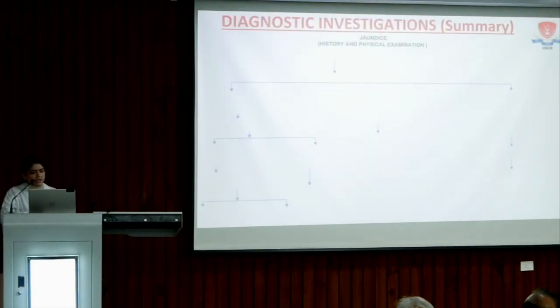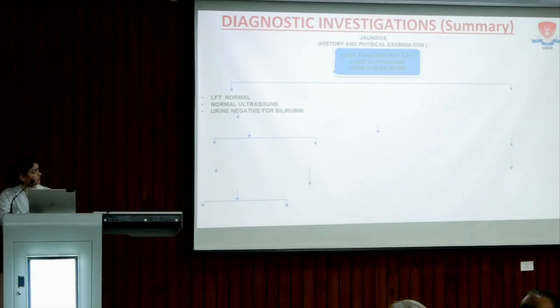Now summarizing the diagnostic investigations. When a patient presents with jaundice, after history taking and physical examination, we will go for 3 principal tests, which are the liver function test, liver ultrasound, and urine for bilirubin. Now in the first case, if the LFTs are normal and the ultrasound is normal, it indicates that there is no obstruction in the post-hepatic biliary system, and the urine is negative for bilirubin, which indicates that it is unconjugated hyperbilirubinemia.